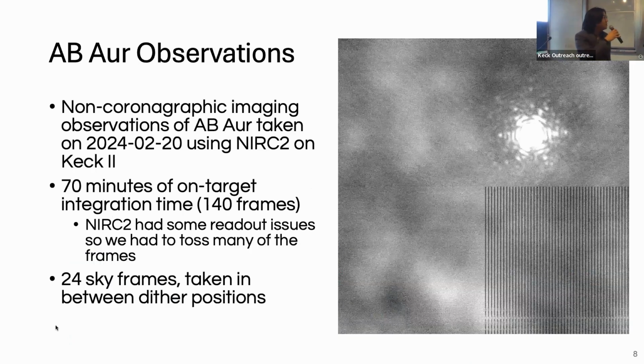And so this is what we started with for our observations. We did some non-coronagraphic imaging at Beta Pic earlier this year. Again, NIRC2 was having issues earlier this year, so we ended up not being able to get that much integration time. We just toss out many frames. But importantly, we did this dither pattern that I showed before, but we also took sky frames in between those dithers, and that'll become important later.